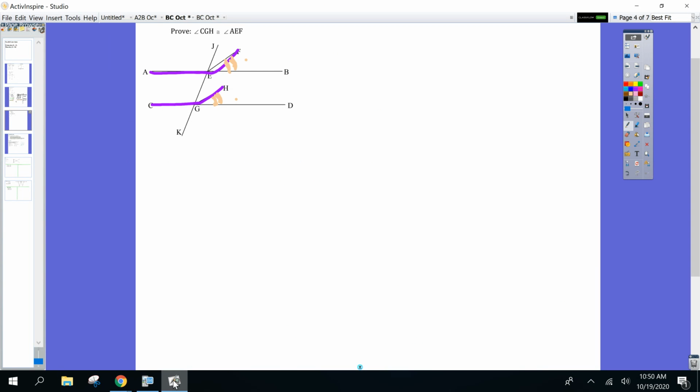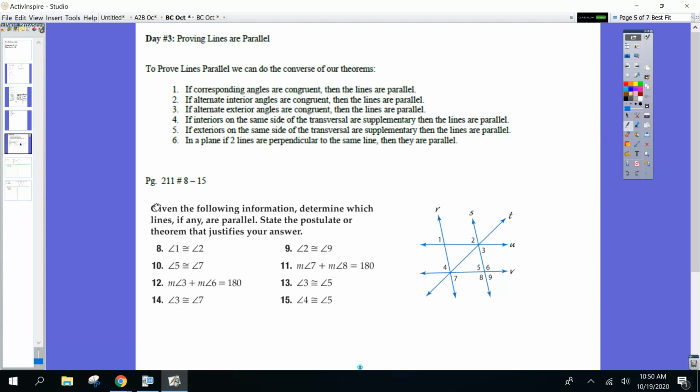Alrighty. We're going to reverse everything today. All the proofs now are going to be in reverse. What do I mean by reverse?